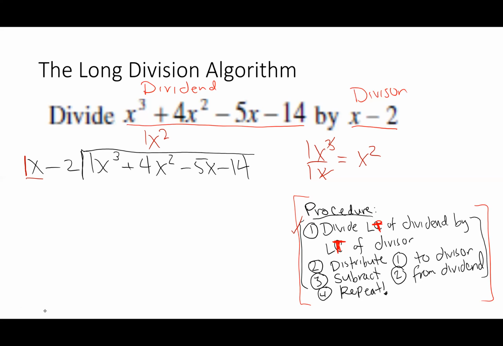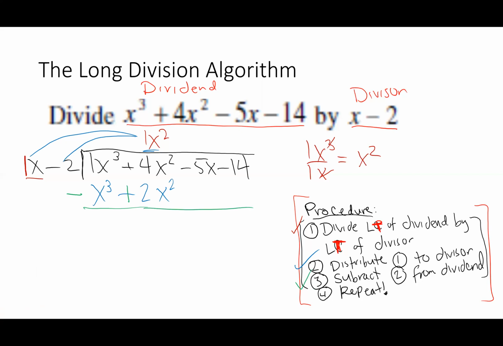Now the second step, we distribute this result into the divisor. So we distribute the x squared into the x, we get x cubed. And then we distribute the x squared into -2, and we get -2x squared. Now we do the third step, which is subtract. When we subtract, we're actually going to negate everything, and then we're going to add.